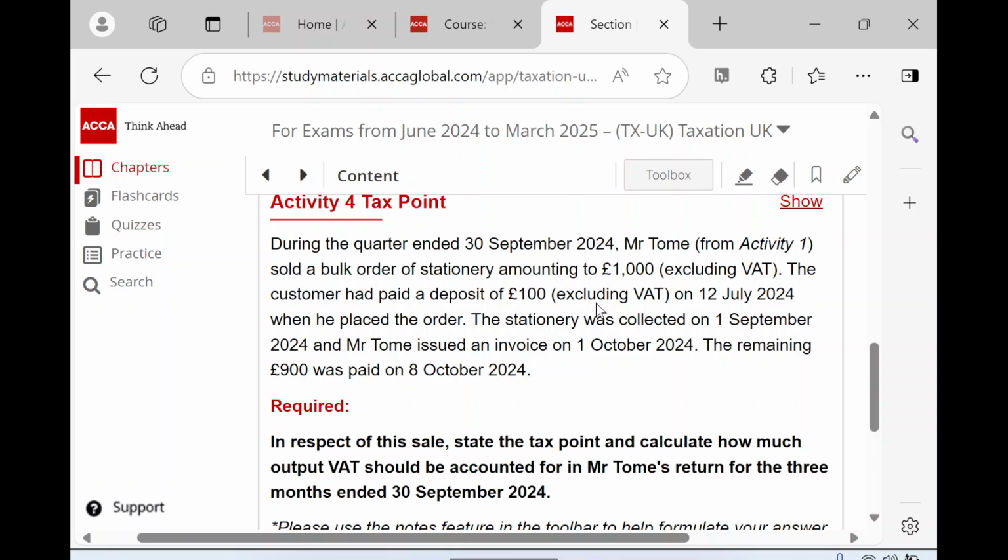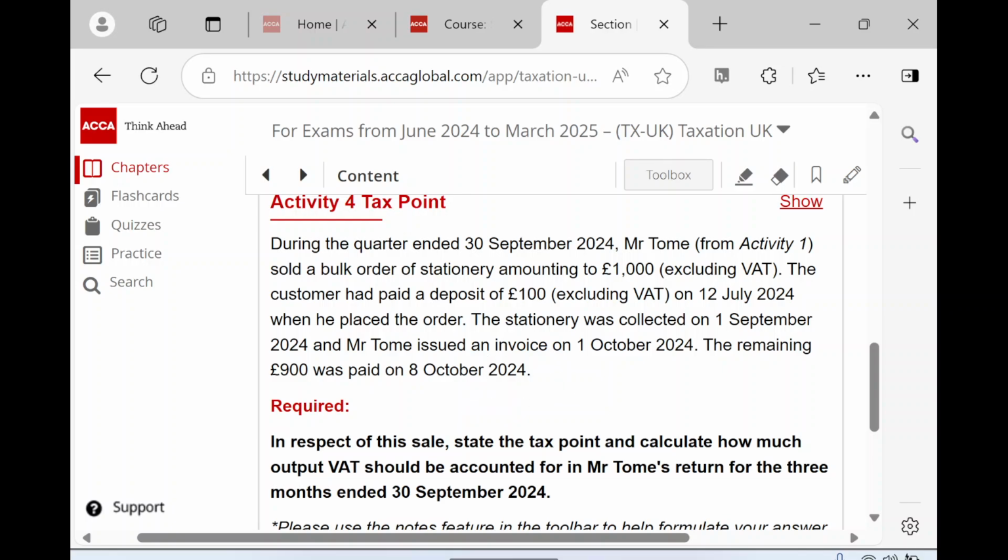So we have this deposit paid first. Okay, remember the quarter ended 30th September we're dealing with, excluding VAT, on the 12th of July 2024. So basically in the first month of the quarter. Note when he placed the order. Okay, so in addition to that, we see that the stationery was actually collected on the 1st of September, and indeed Mr. Tome issued an invoice on the 1st of October. The remaining balance was paid on 8th of October 2024.